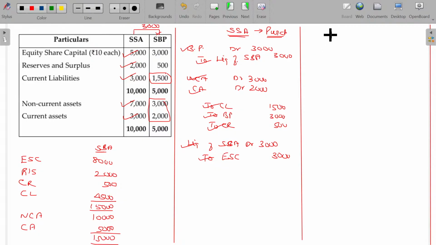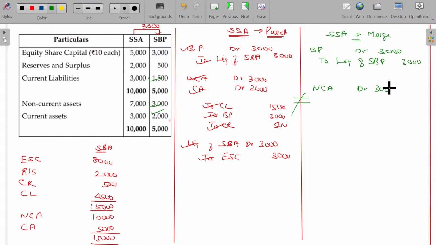Sir, what happens in case of merger method? As I already told you, in case of merger method, you have to follow pooling of interest method. Under pooling of interest method, only this entry is not same. Rest of the entries are same. First entry being business purchase account debit to liquidator of SBB, value being 3,000. Now you have to show all the assets and liabilities at their own book value only, including reserves and surplus. First, you finish up recording all these things. Non-current assets, debit, 3,000 rupees. Current assets, debit, 2,000 rupees.